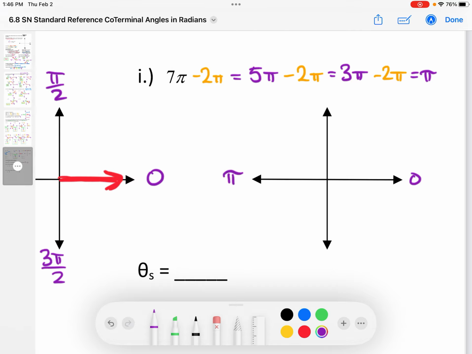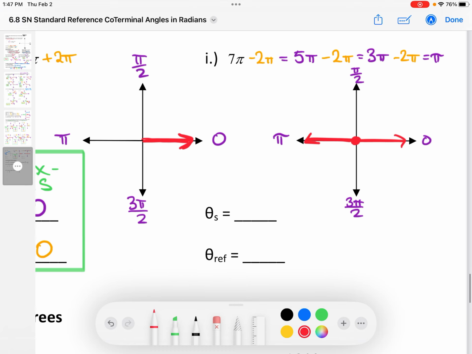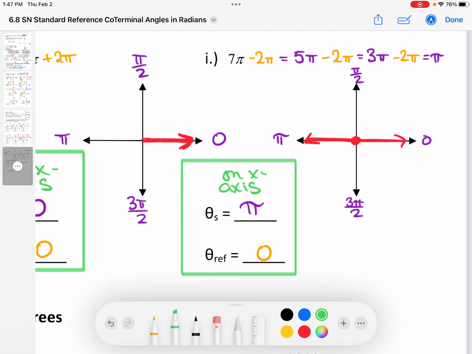0's on the right. Pi is on the left. That puts pi over 2 on top and 3 pi over 2 on the bottom. Pi is to the left. Here is our angle. We start at 0. We do have a vertex. It does make a straight angle, but we do have a vertex there. And that standard angle is pi, between 0 and 2 pi. We are on the x-axis. So that reference angle to the x-axis is 0 because, again, we are sitting on the x-axis.